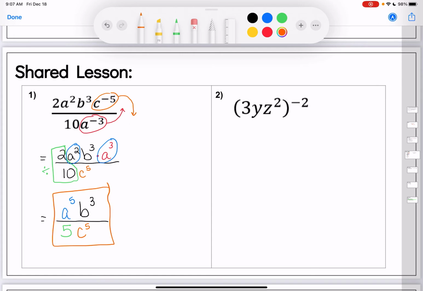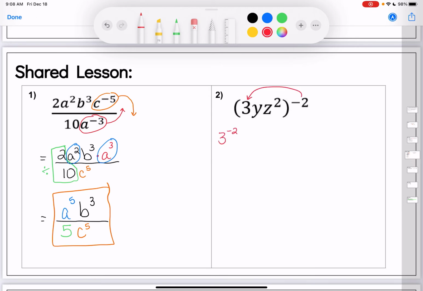All right. Number 2, 3yz squared, all raised to the negative second power. Now notice, this has parentheses around it. So everything in those parentheses is going to get that negative second power. Now we learned 2 different ways to do these yesterday, right? We talked about we could just distribute our exponent right away.